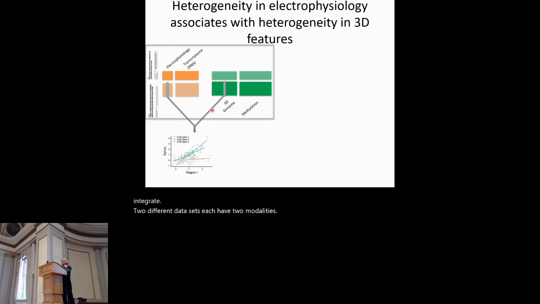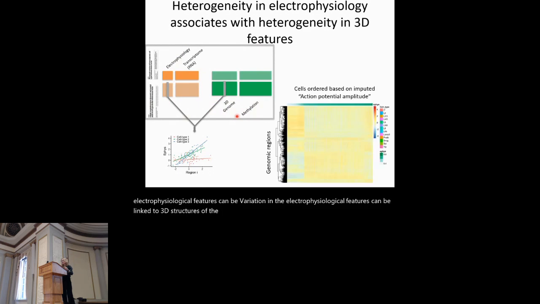If we can do this integration, then we can ask whether variation in the electrophysiological features can be linked to the 3D structure of the genome. So this is an analysis towards that direction. We essentially sorted all the cells based on their predicted electrophysiology feature.